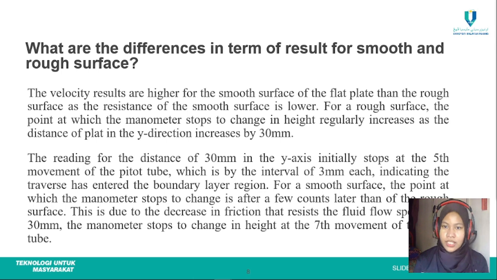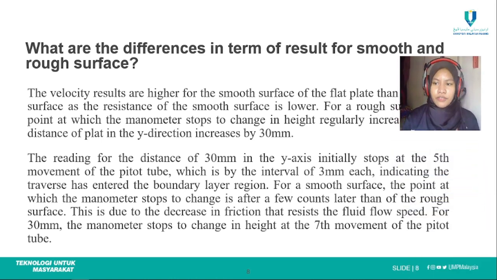For the rough surface, the point at which the manometer stops changing in height regularly increases as the distance of the plate in the y direction increases by 30 mm. The reading for the distance of 30 mm on the y-axis initially stops at the fifth movement of the pitot tube, which is at intervals of 30 mm each, indicating the traverse has entered the boundary layer region.